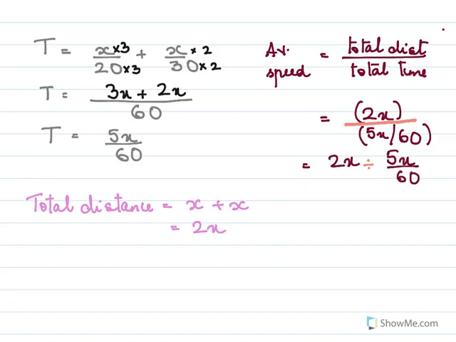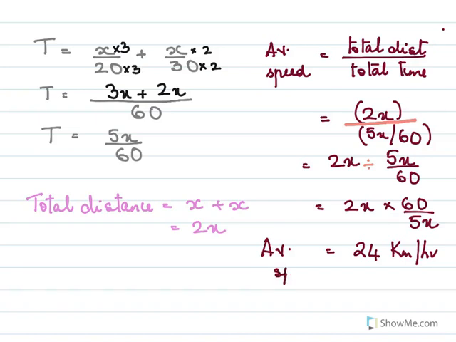5x over 60. So 2x into 5x over 60 is 60 over 5x. And when you cancel this, x cancels out, your answer here will be 24 kilometer per hour, the average speed. So average speed is 24 kilometer per hour.